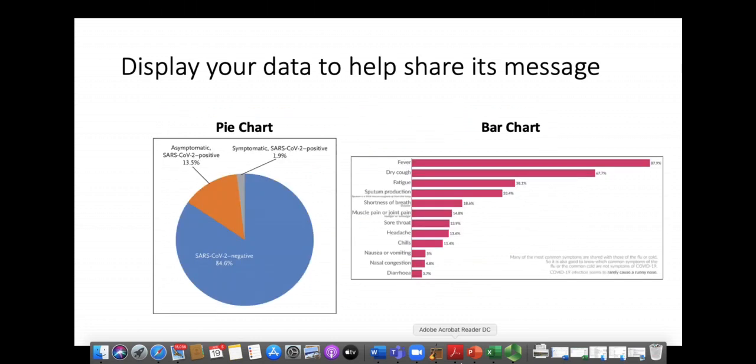It's important to display your data to help to share its message, and the choice of chart depends on what that message is. Here there's an example of a pie chart showing a study where individuals were screened for SARS-CoV and a bar chart displaying the symptoms of presentation.